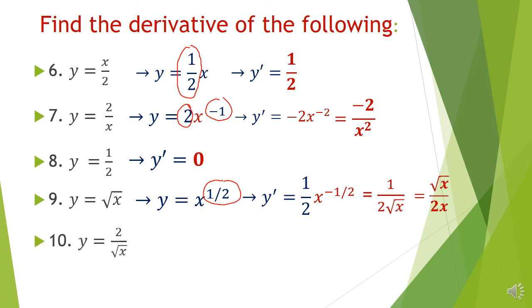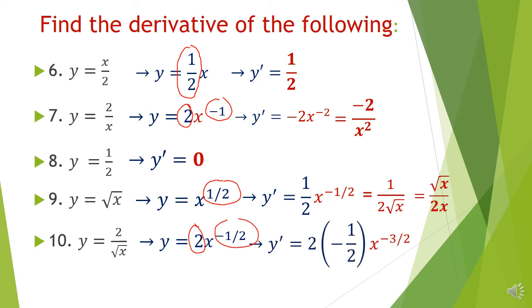Now, for the last example, let's have this one. This can be written as 2x to the negative 1/2. Again, we want the exponent to become more obvious. So, again, we have to multiply this by the exponent. So, we have y prime equal to 2 times negative 1/2, and then negative 1/2 minus 1 will be negative 3/2. Notice that we can simplify the 2 and negative 1/2. This will cancel out, so the coefficient will just be negative 1. Then, this will become square root of x cubed. We can further simplify this as negative square root of x all over x squared.